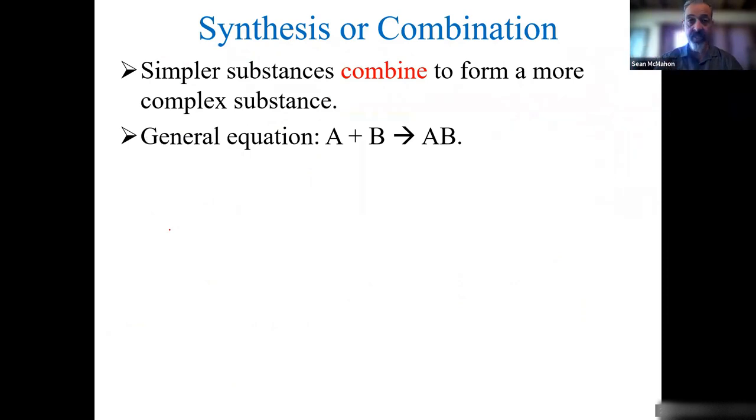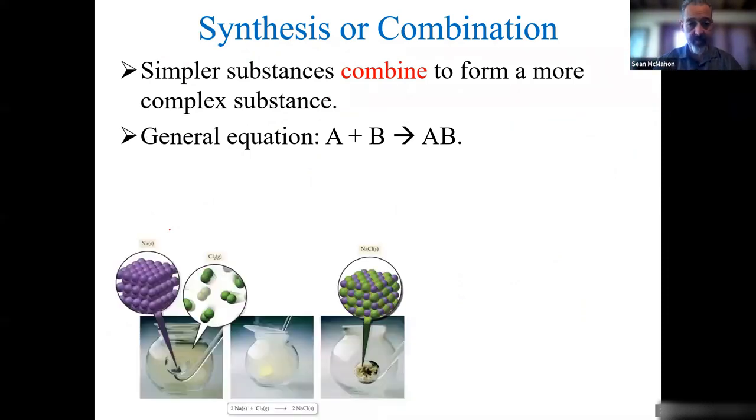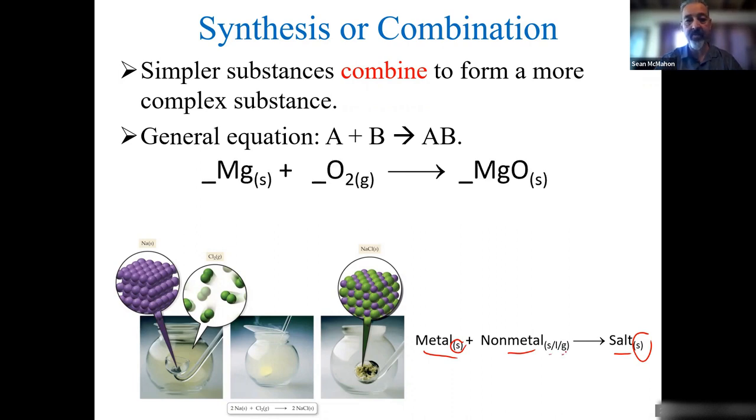Let's go to the synthesis or combinations. So typically, the one that I expect you to know is if I give you a metal and a non-metal, you're going to produce a salt. Salts at room temperature are solids, right? Think of table salt. Metals are solids. Non-metals can be solid, liquid, gas, depending on the non-metal. So here's an example. Magnesium, it's a solid. Oxygen, it's a diatomic, and it's a gas. What am I producing? Well, if I take magnesium, which is a metal, and oxygen, a non-metal, I'm making magnesium oxide, okay?